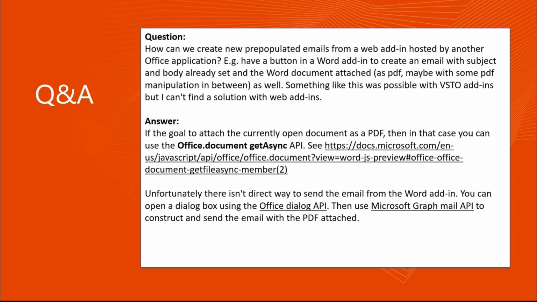There isn't really a direct way to send the email from the Word add-in, but what you can do is use Microsoft Graph to do it. For example, you could open an Office Dialog API, provide some additional details like the subject line, and then once it's filled in by the user, you can use the Graph Mail API to construct and send the email. And that's a clickable link there to Microsoft Graph with information about how you can do that.